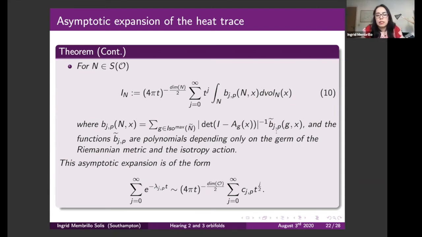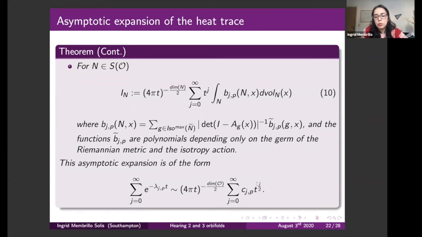And here these B tilde are functions which are polynomials that depend only on the germ of the Riemannian metric and the isotropy action. And this expansion has the following form. So as you can see, we might condense our expansion a little bit more so that we can write it in this way. So here we have these other coefficients, say G_p.